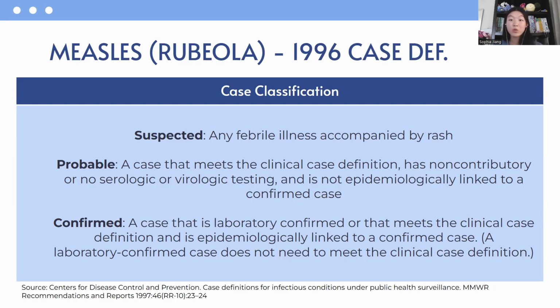So it is a step up, but is not quite confirmed because we have the clinical case definition, but so far we don't have any lab confirmation. Now, confirmed is one that has both lab confirmation and meets the clinical case definition, and is epidemiologically linked to a confirmed case. So because we know that measles is contagious, that is something important that we have to add here. And just a little note, a laboratory confirmed case does not need to meet the clinical case definition completely. If we detect measles in the body, just because you don't have a certain symptom doesn't mean that you don't have the disease. So lab confirmation is very important.